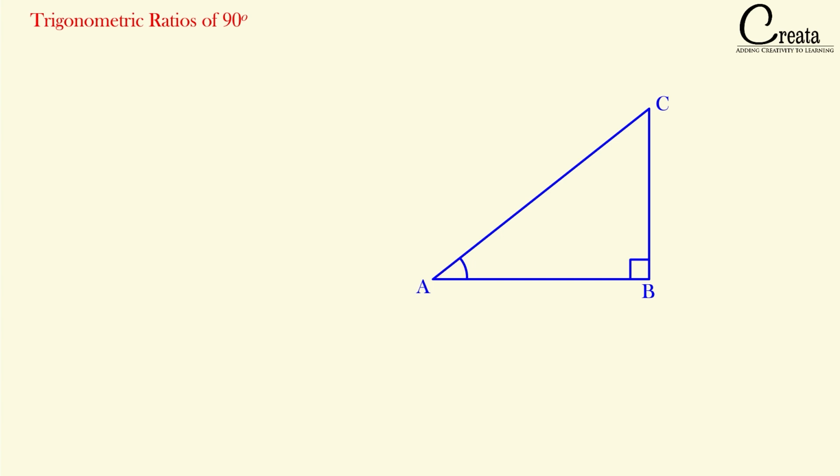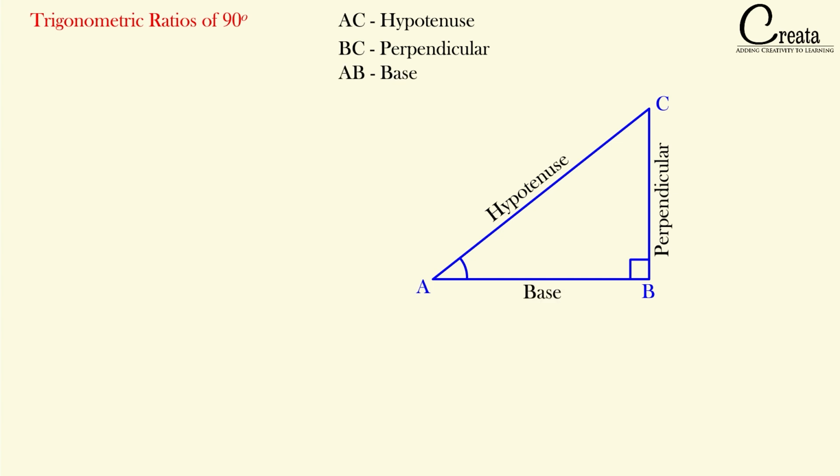Firstly, let's find the trigonometric sides. Here AC is the hypotenuse, which is opposite to the 90 degree angle. BC is the perpendicular, which is opposite to our trigonometric angle A. The third remaining side AB is the base.